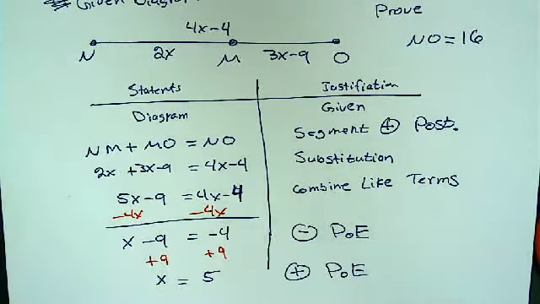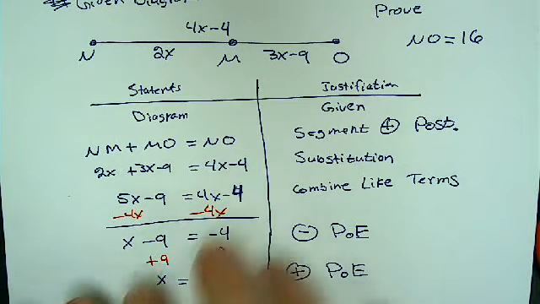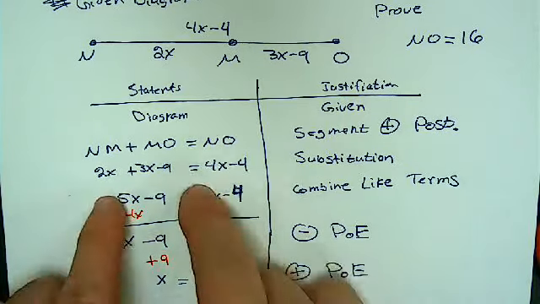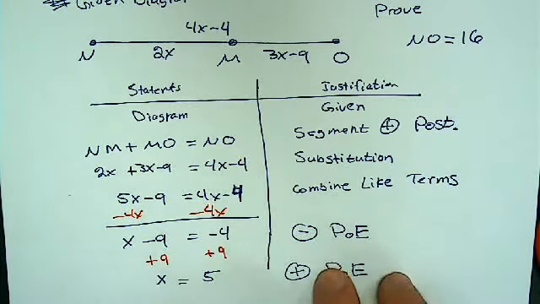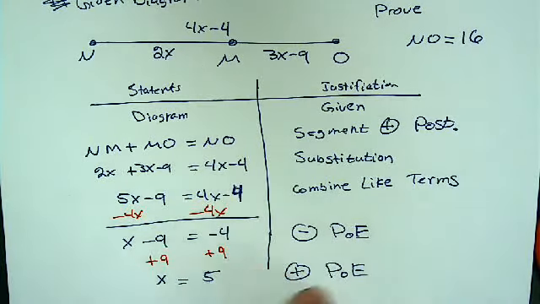Now, with the algebraic proofs, and actually with proofs in general, there are kind of two ways you can do it. There's the stagger step and the two races. The stagger step is how I've been modeling it. Write a statement, write a justification. Write a statement, write a justification. Write a statement, write a justification. And you stagger your way down.